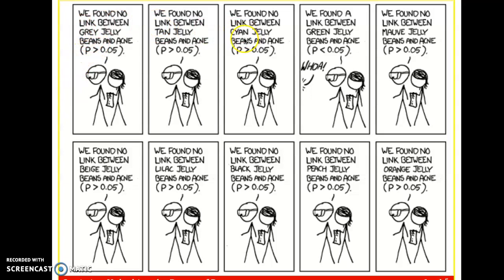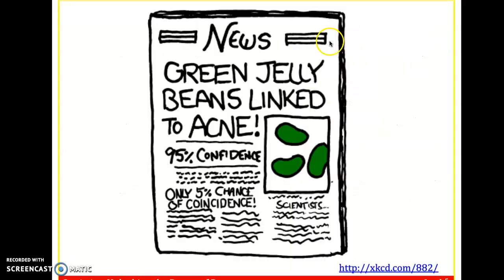Now we go gray, tan, cyan, green, mauve, orange, peach, black. Whoa! Green jelly beans. Look at this. The p-value is less than 0.05. And then what gets published? Just this study: green jelly beans linked to acne. 95% confidence, only 5% chance of coincidence.